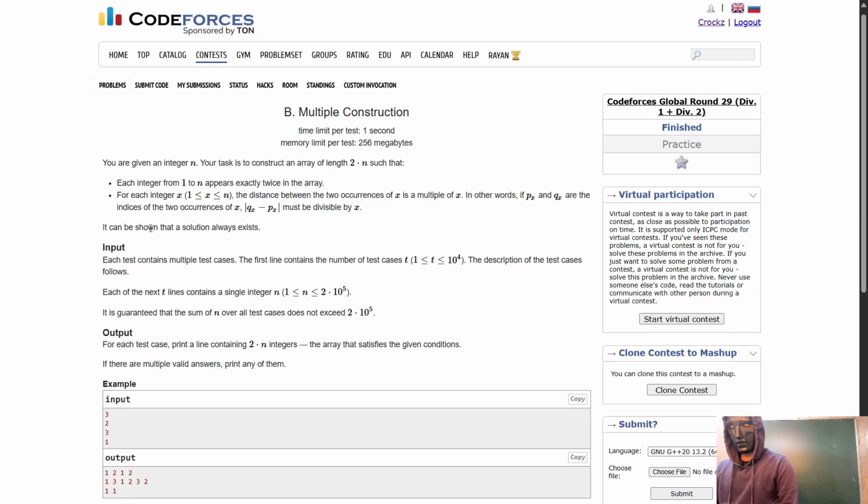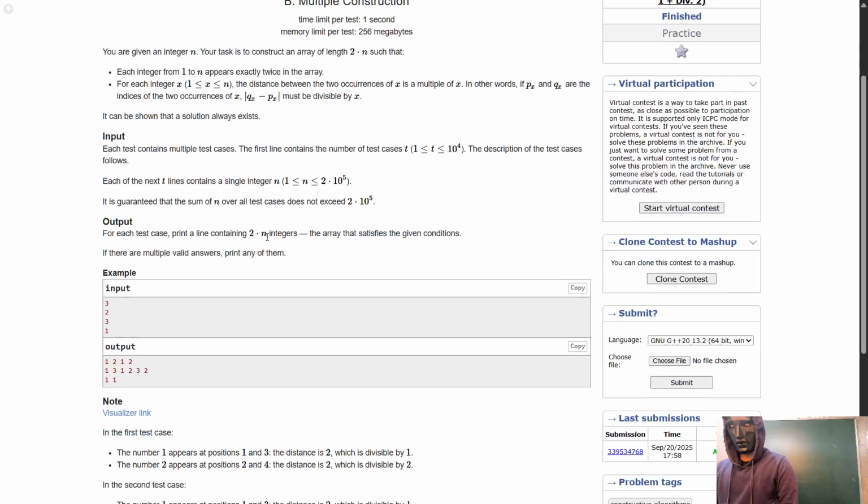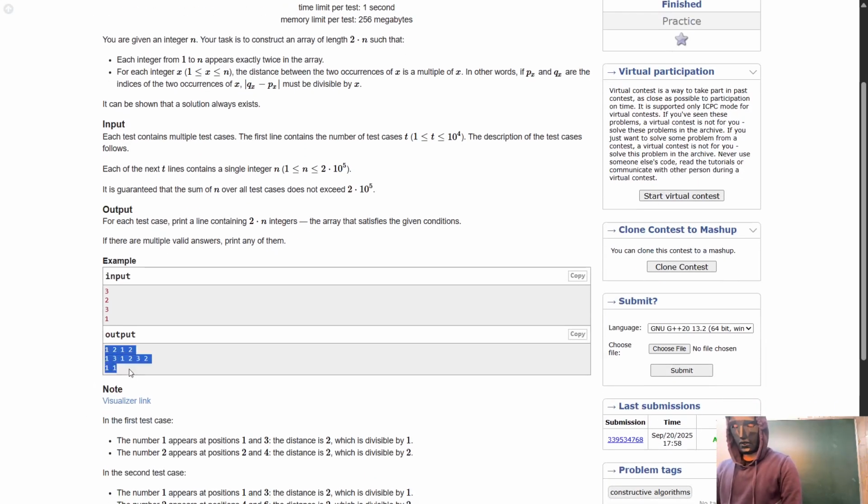It can be shown that a solution always exists, so we need to find out the solution. Got it? We'll have to find one of the arrangements. This is easy only, I'll just be telling you.